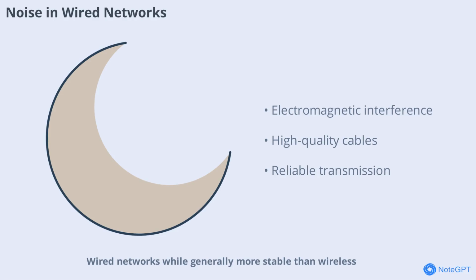Wired networks, while generally more stable than wireless, can still experience noise from electromagnetic interference and crosstalk. Using high-quality cables and proper installation techniques helps minimize these issues and ensures reliable data transmission.